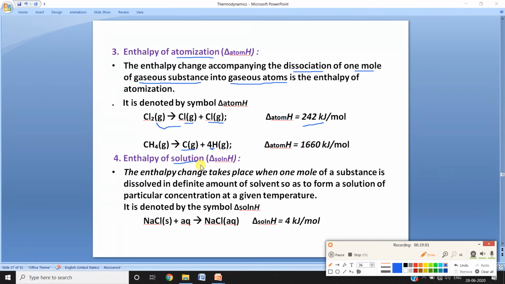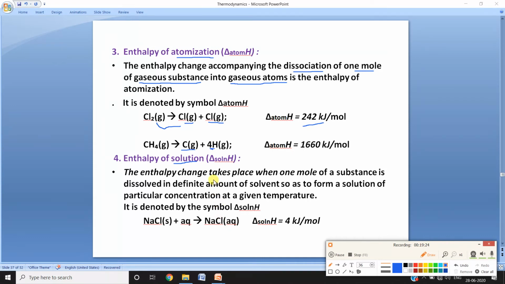Now how to define the enthalpy of solution? Here I have quoted one example, our common salt NaCl. Aq means aqueous; aqua means water. When solid NaCl mixes or dissolves in water, it will convert into aqueous NaCl, and it is called the solution.